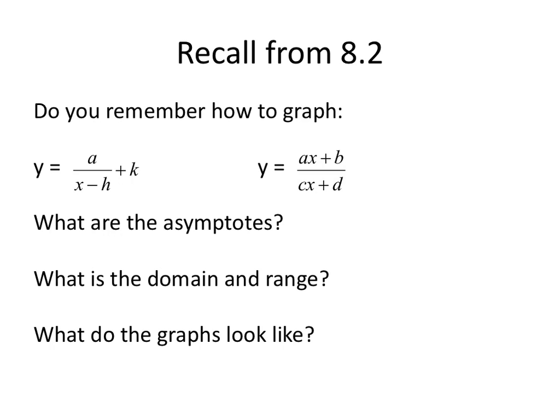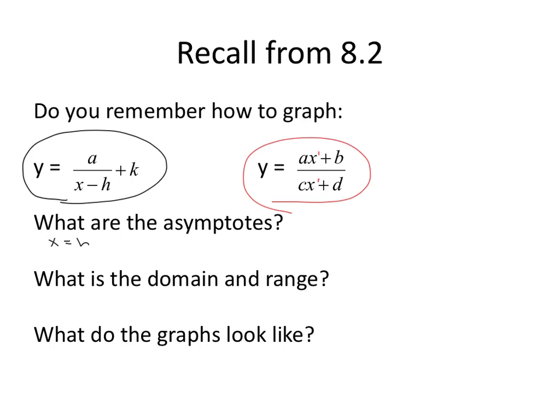So the first one is when we have a constant on top, and then the second one is when we have an x that has a degree of 1 on top and an x that has a degree of 1 on the bottom. So let's look at the asymptotes for the first one. Remember that the vertical asymptote is where you set the denominator equal to 0 and solve for x, which in this case will always be h, and then the horizontal asymptote is y is equal to k.